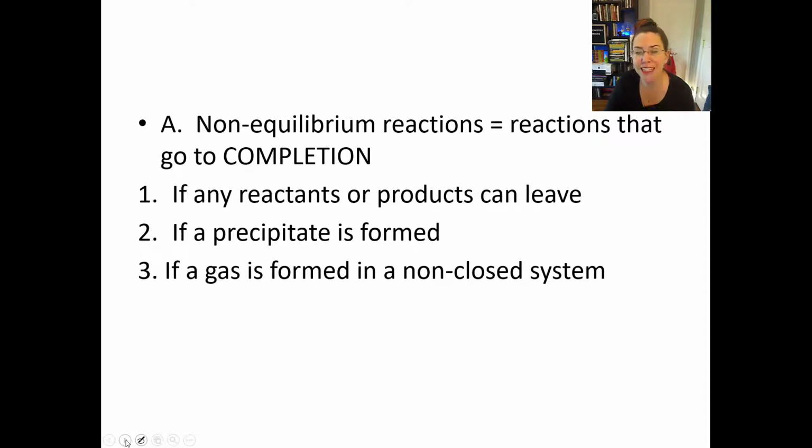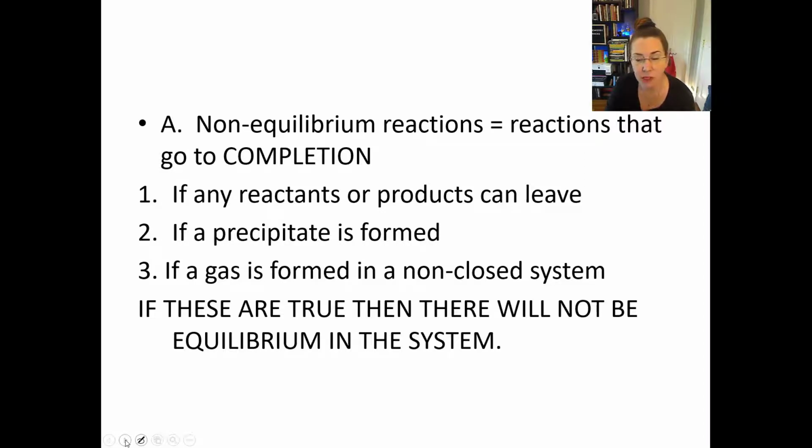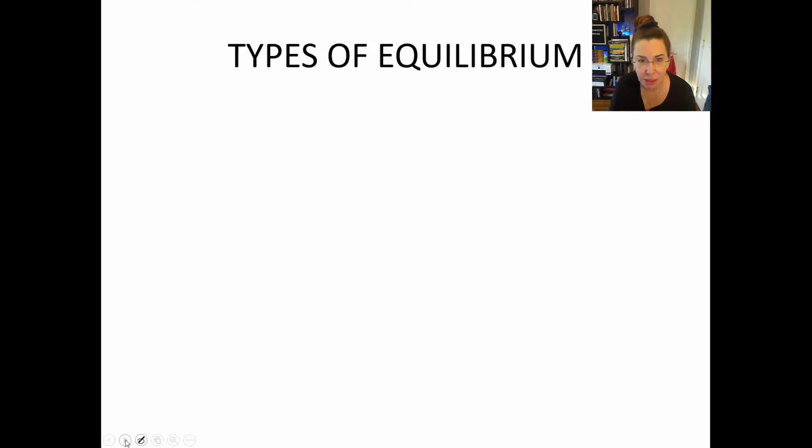Our third rule is if a gas is formed in a non-closed system. So let's say we're doing our reaction in a test tube. The test tube has a cork in it. Well, can the gas that's being produced get out? No, it can't. But if we have an open test tube, then that gas can escape, and that would cause our system to not be able to reach equilibrium. So if any of these are true, there will not be equilibrium in our system. So there are actually several types of equilibriums that we might experience in chemistry.